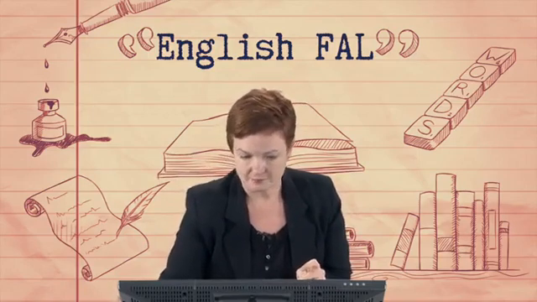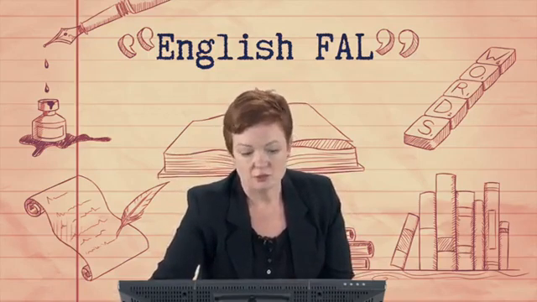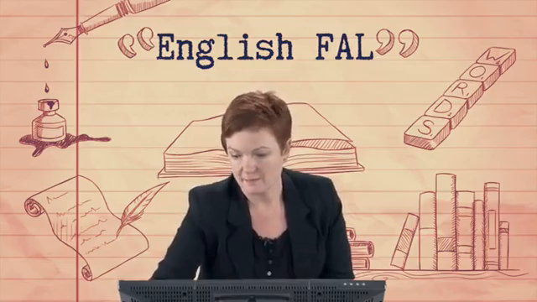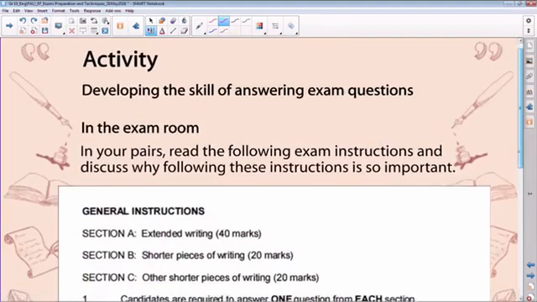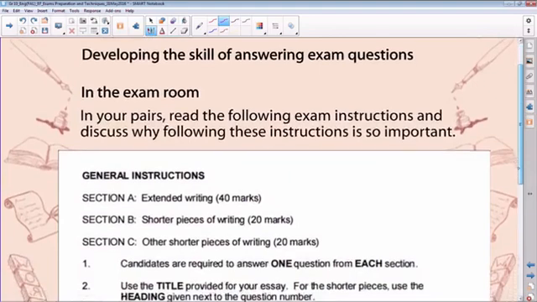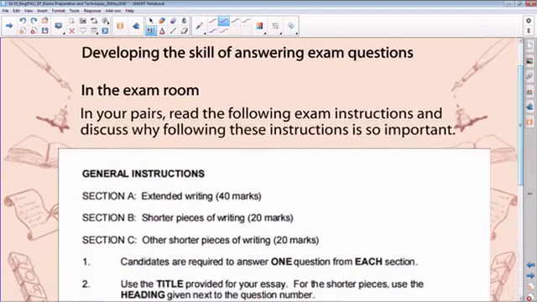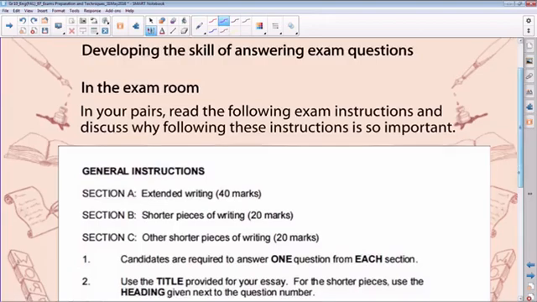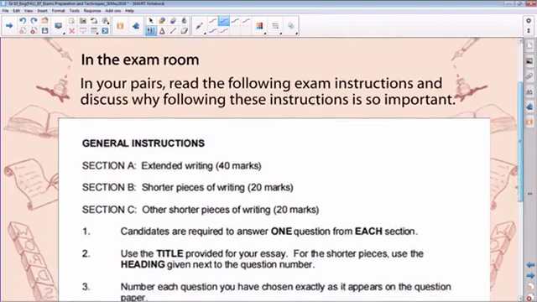And then you can begin to write. But what I want you to do first is I want you to have a look. Let's pretend that you're still in your 5 minutes of reading time. I want you to look in your pairs, and I'm going to give you 3 minutes because I want you to look very carefully. Now, these are the typical instructions that you are going to get.